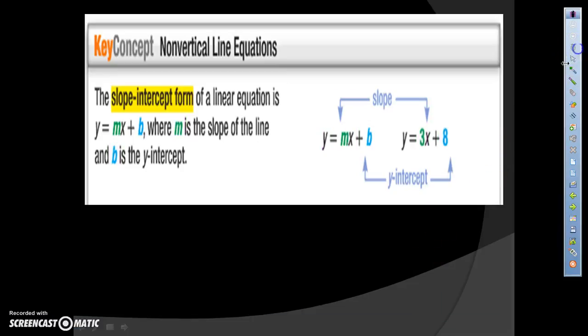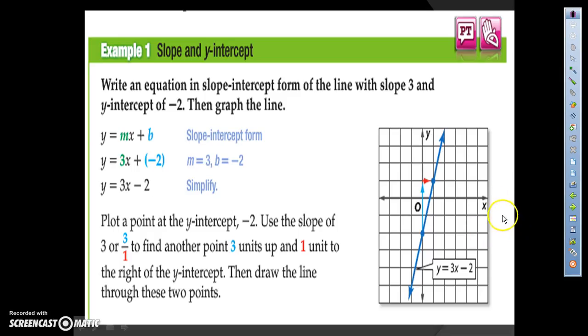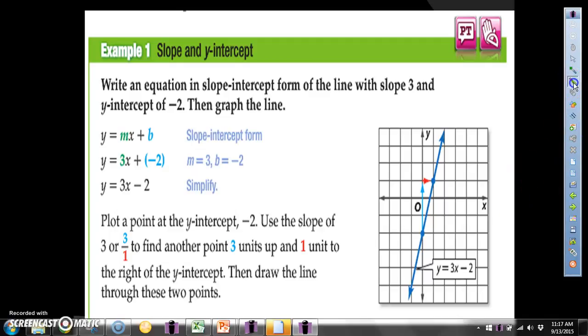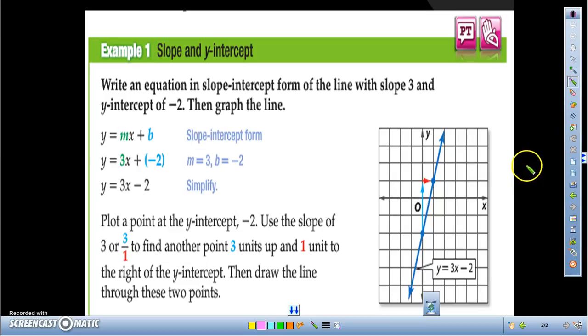We're going to have a few different scenarios that we're going to look at today. The first scenario is, what do I do when they just give me the slope and the y-intercept? Well, like I said, you just plug them directly in. So for the first example here, we have write an equation in slope-intercept form of the line with slope 3 and y-intercept of -2. Well, they gave me the two values that I need in the problem.